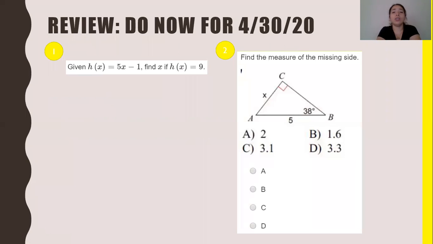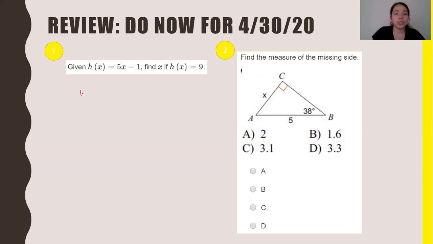So let's look at question number 1, and this is a good example. If we're given h of x equals 5x minus 1, find x if h of x is equal to 9. When we covered this, I feel like you guys were doing well, but lately I think there's been some confusion and you might just need some reminders. So that's why I chose to review this question.